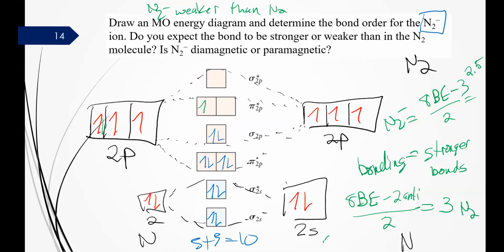Because if they're paired, then their spins cancel out. If they're unpaired, then their spins can add together. So paramagnetic is when we have unpaired electrons. Diamagnetic is when they're all paired. So N2 minus, is that going to be diamagnetic or paramagnetic? Paramagnetic, because it has this one unpaired electron. N2, on the other hand, is going to be diamagnetic because without that electron up on the top, everything would be paired. And that's basically your MO theory in a nutshell.